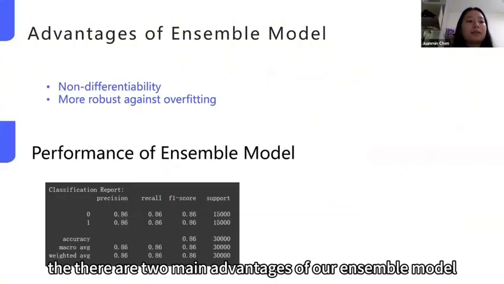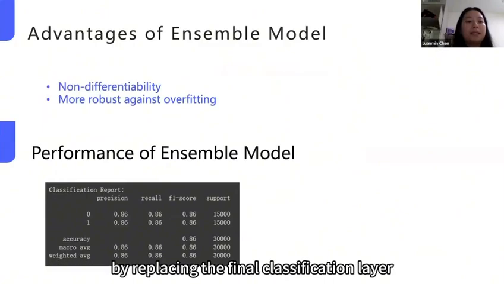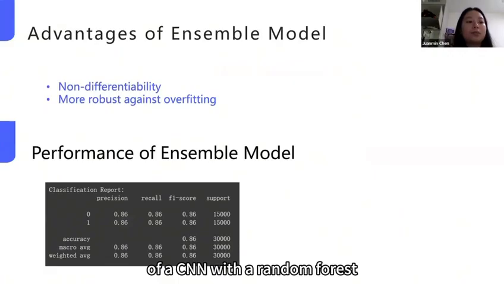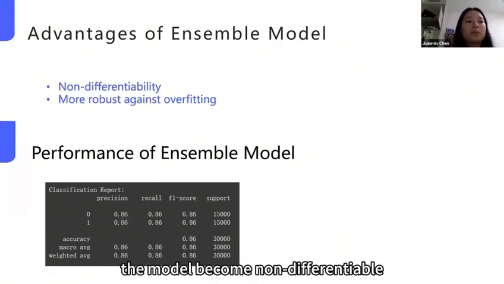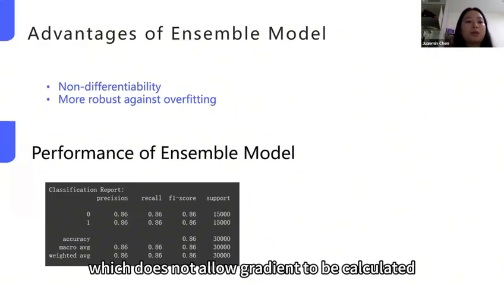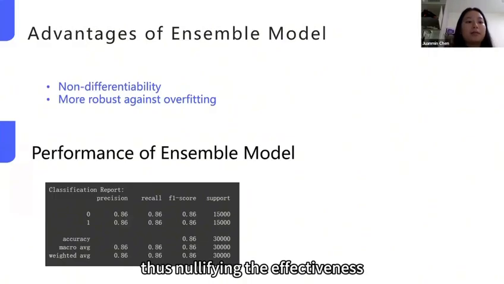There are two main advantages of our ensemble model. By replacing the final classification layer of a CNN with a random forest, the model becomes non-differentiable, which does not allow gradients to be calculated, thus nullifying the effectiveness of gradient-based attack methods.